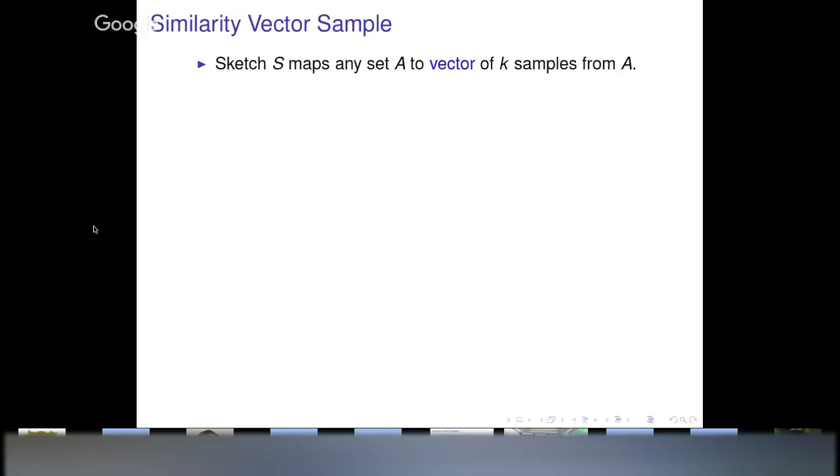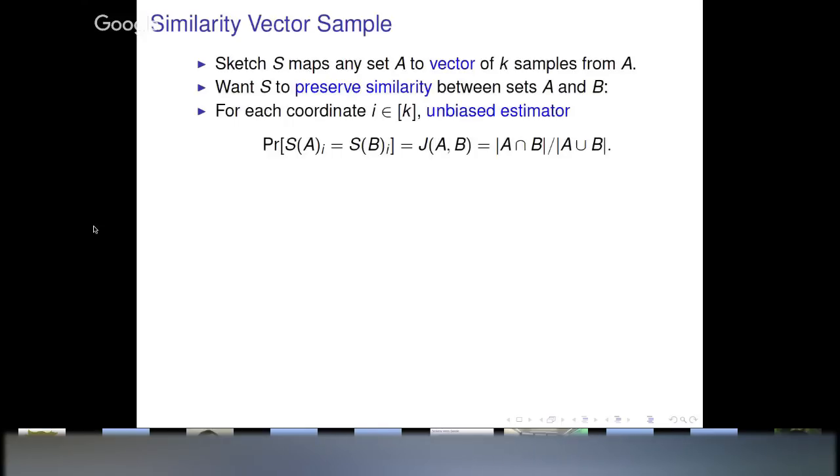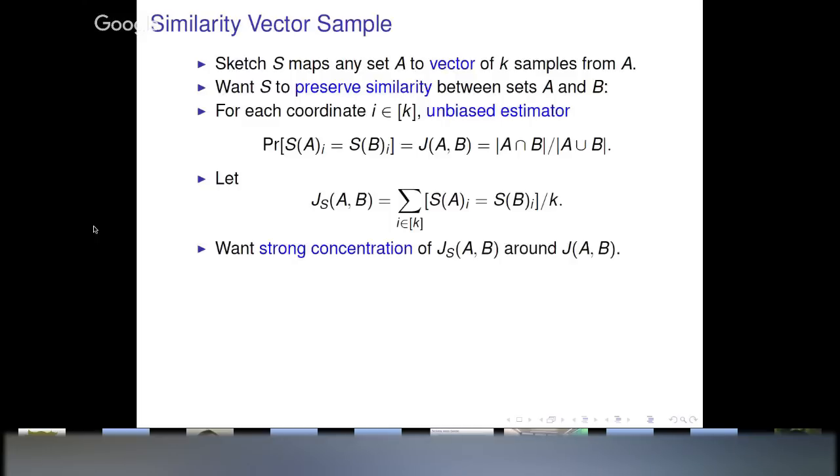So I want to look at sketches that map a set to a vector of K samples that preserve the similarity. So basically what I want is this thing we had with the k-mins scheme, which was the whole idea that when I look at a coordinate, then the probability that I sample the same element in that coordinate is exactly the Jaccard similarity. So I want to be able to look at one coordinate at a time and just get a good estimator. And then we, of course, just look at the fraction of matches we get to estimate the Jaccard similarity. And we want to have strong concentration. So this is all the things we had gotten from the k-mins scheme if we had truly random hashing, but I want to talk about it in a more general setting.